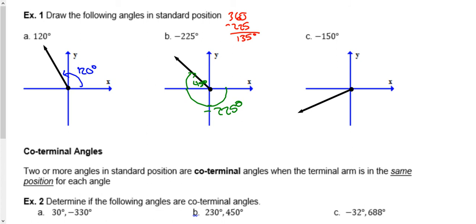So between our x-axis and our terminal, that there is negative 150 degrees. If you had gone the other way, the positive way, that's 210 degrees. Both, again, would have netted you the same answer.